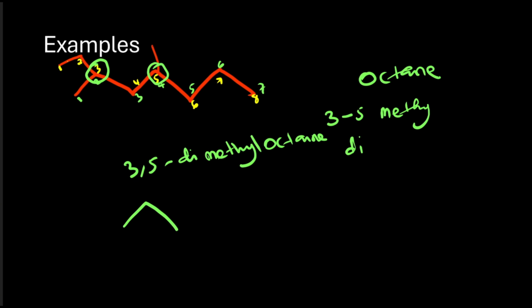So we can try another example. So we have an alkane like this. So let's try and then name this particular alkane. So we first identify the longest chain. So we start numbering from here. We have 1, 2, 3, 4, 5, 6, 7, and then 8. So obviously this gives us the longest chain. So we have another octane here.